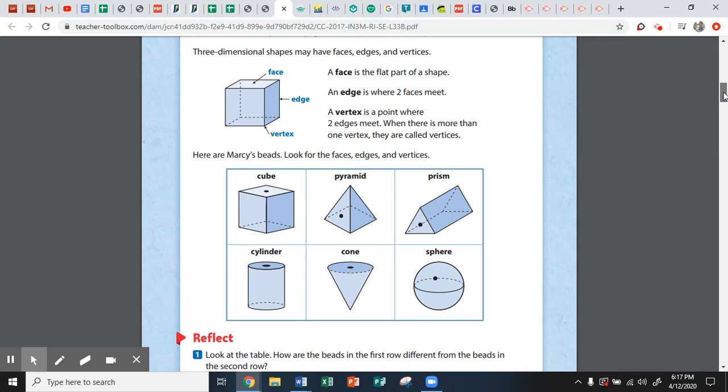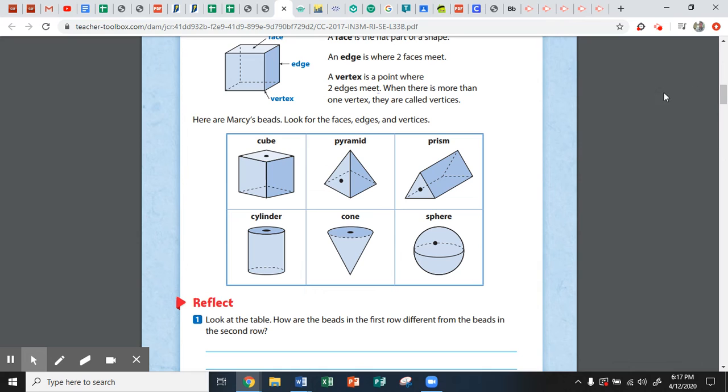Here are Marcy's beads. Look for the faces, the edges, and the vertices. Now they give these shapes a name. Some of these you probably already knew before, and some maybe you didn't, like a cube. Maybe you knew that one. This one is a cube. It's like a three-dimensional square or like a box.